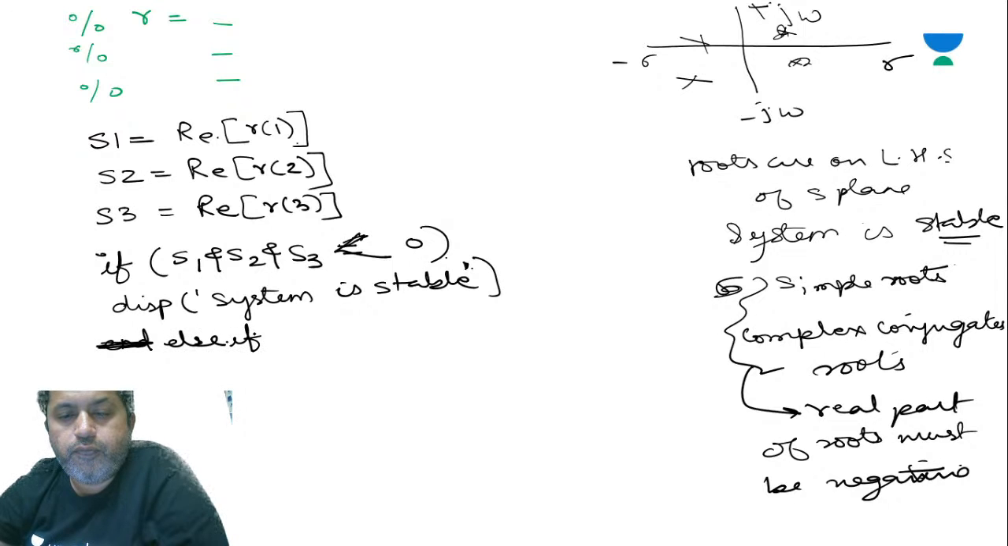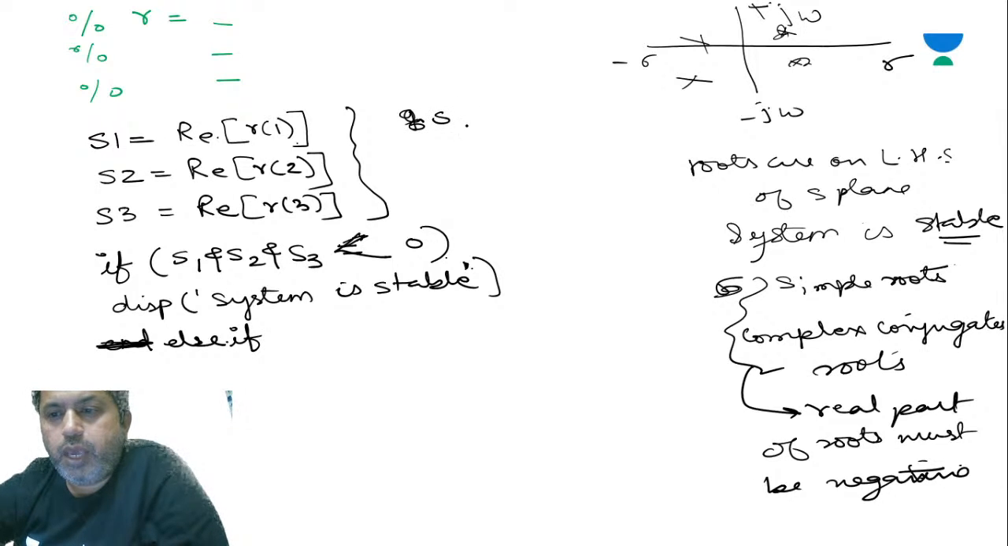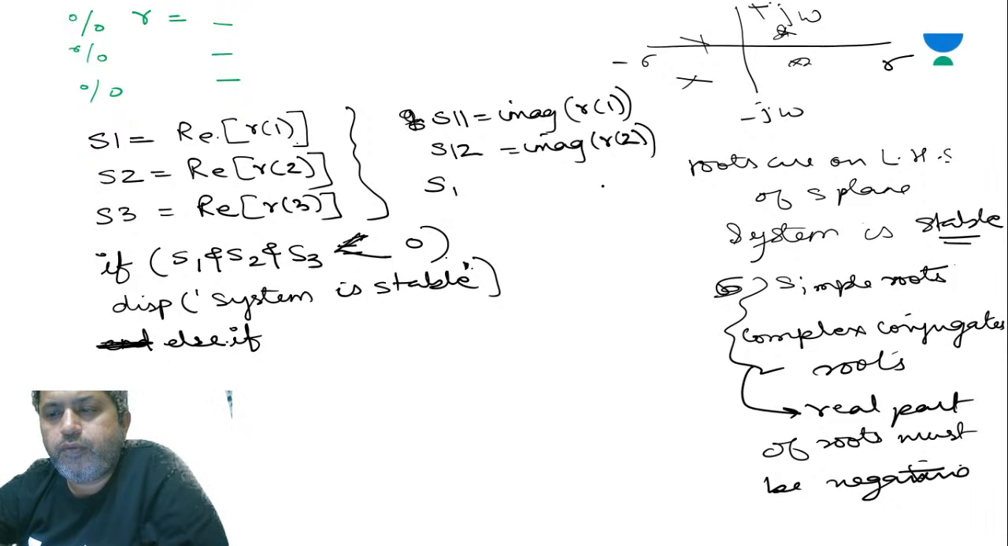Else if. Else if. Okay. After these three you can write down the imaginary part also. S11 is equal to imaginary of R1. S12 is equal to imaginary of R2. S13 is equal to imaginary of R3.